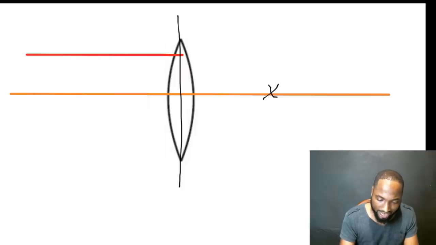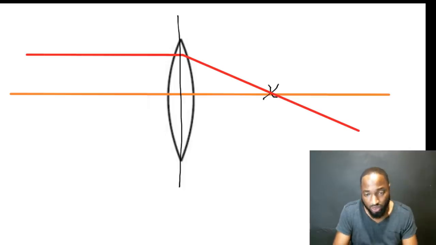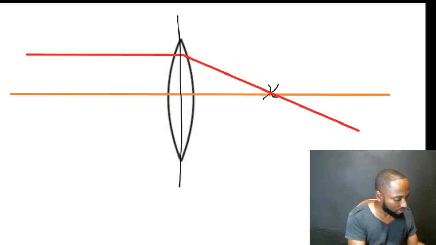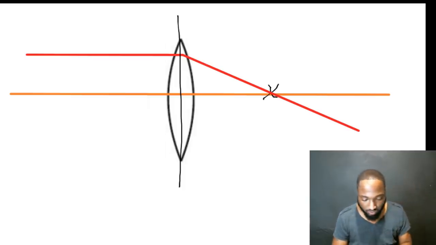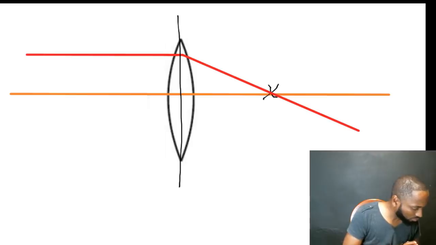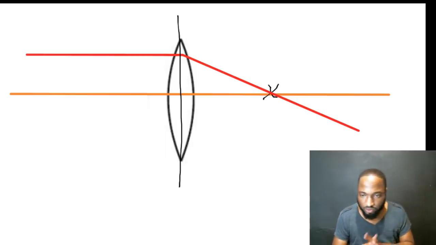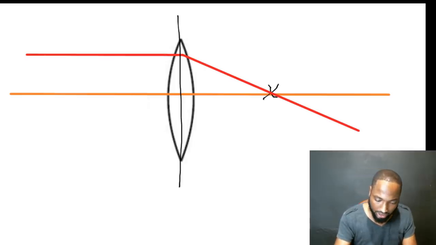Alright, so any line that is parallel will pass through the focal point like this. Once a line is running parallel to the principal axis, it will pass through the focal point. That's the first thing you need to know. So that is one.